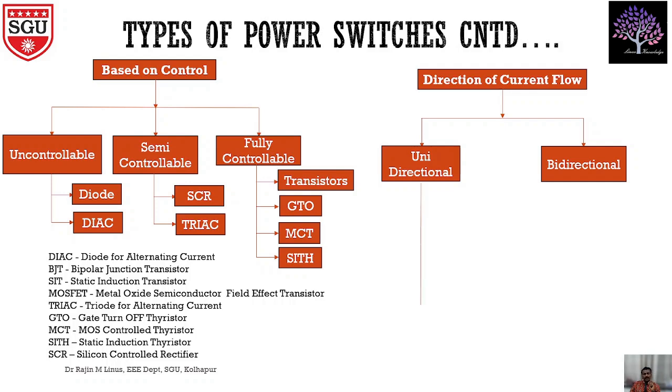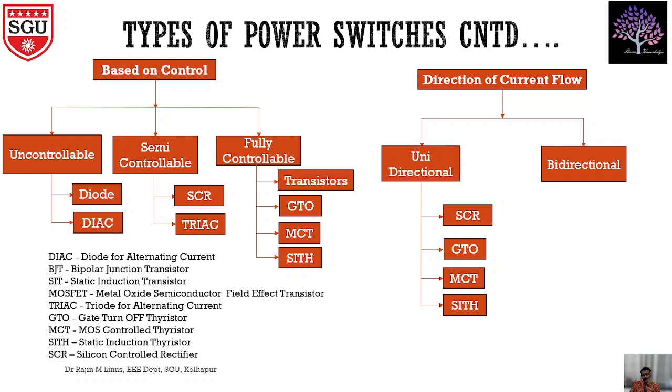Let us see what all the switches are coming under unidirectional. First one will be SITH, MCT, GTO and SCR, all are unidirectional. You can include diode also. This is also unidirectional. So you can see the unidirectional switches: diode, SCR, GTO, MCT, SIT, all are unidirectional. Plus another one, this one BJT, MOSFET, also unidirectional.